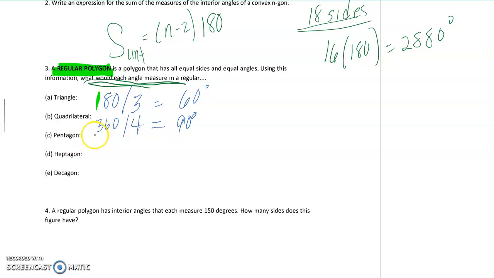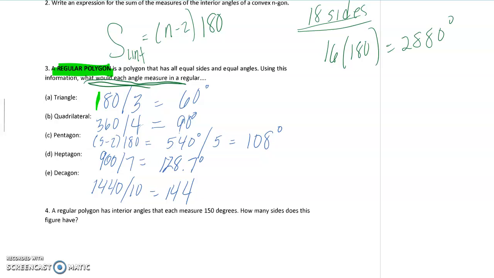In a pentagon, I know it has 5 sides. I take away 2 times 180. It tells me it has 540 degrees in it. And then I'm going to divide it by 5 to find one interior angle. So 540 divided by 5 is 108. Okay? And then your heptagon and your decagon. So pause and go ahead and do that. So you'll see here 1440 divided by 10 gives me 144. And it's okay that it comes out not even because sometimes it won't. So heptagon, each angle's 128.